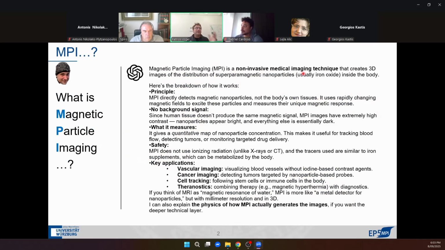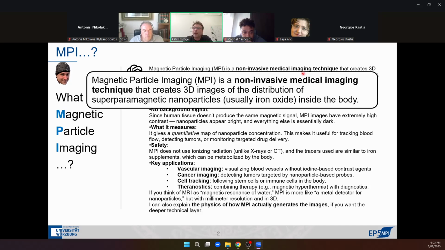All right, so again, let's ask ChatGPT what is magnetic particle imaging. You get a lot of information, and we tried this for the first time 5 years ago. And 5 years ago, a lot of nonsense came out of ChatGPT and AI agents. But now everything is fine. So a lot of information, and everything is almost correct.